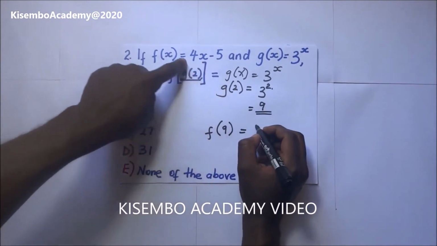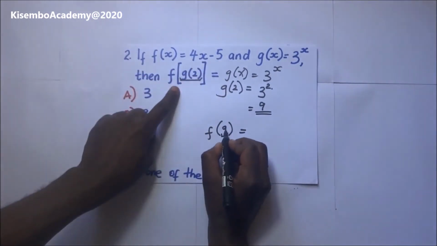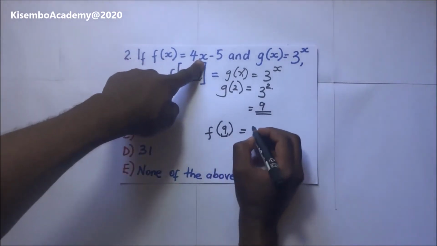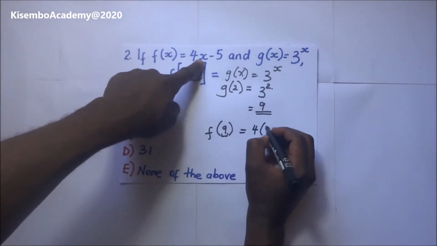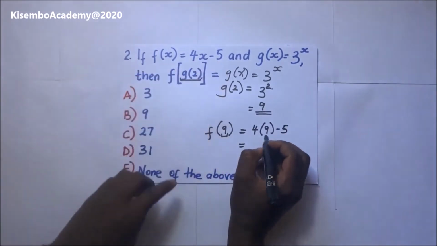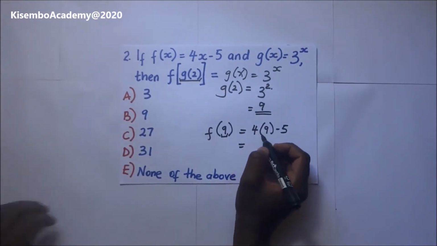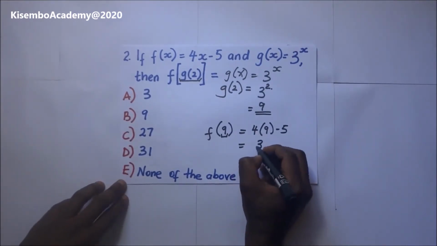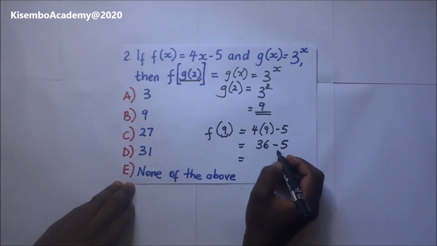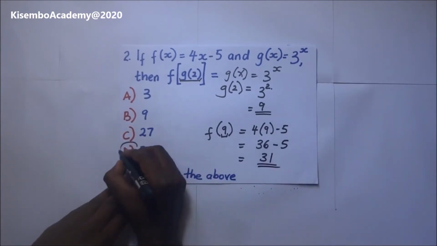So it means that if f of x is 4x minus 5, then f of 9: in the place of x there is a 9, so where there is x we put 9. It's going to become 4 times 9 minus 5. 4 times 9 is 36, so it's 36 minus 5, which gives us 31. So the answer is D.